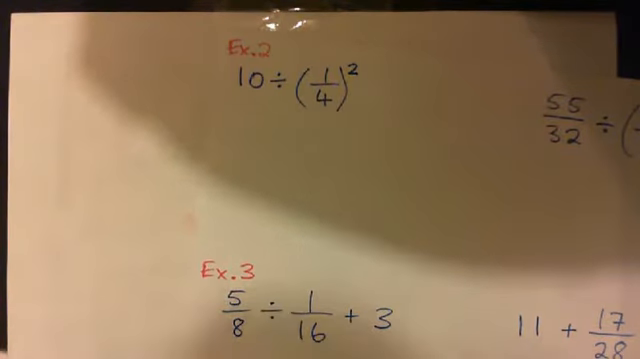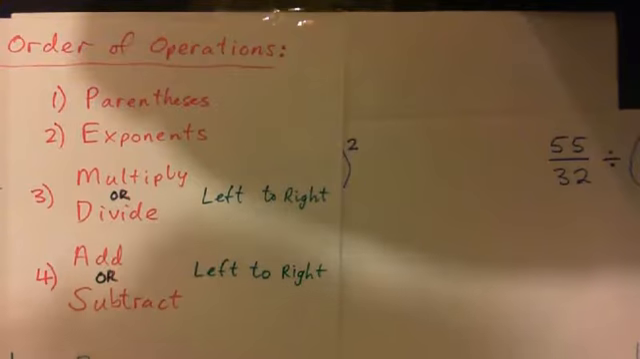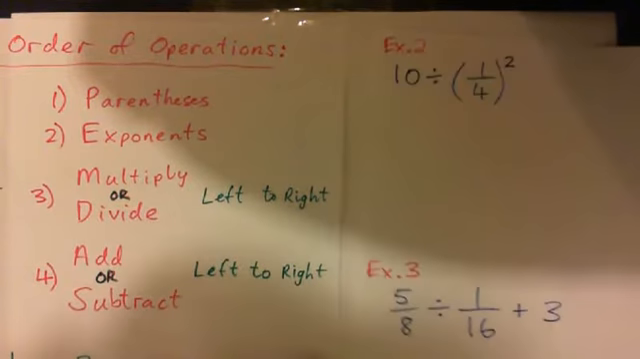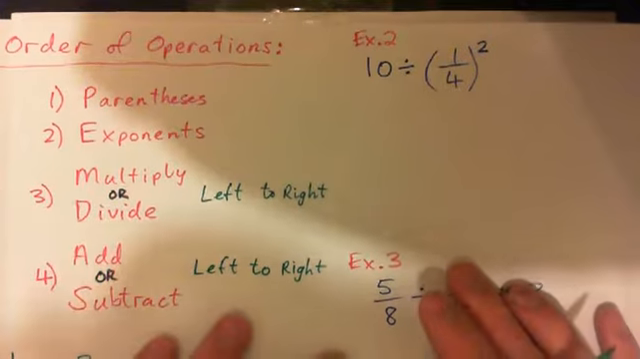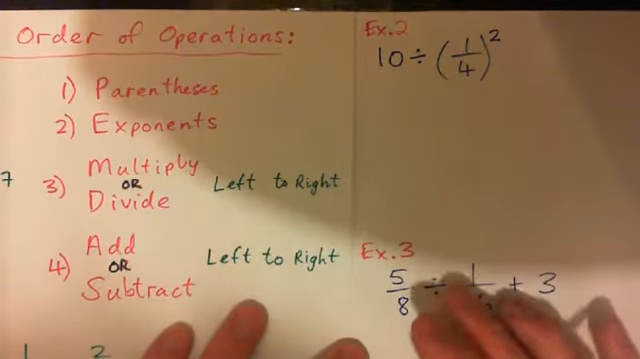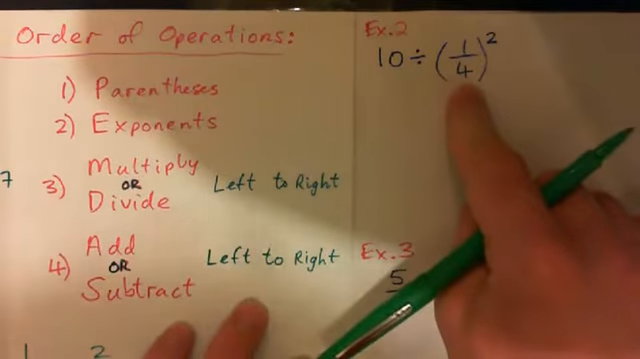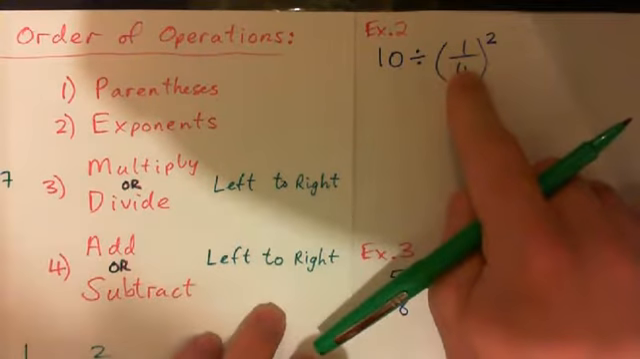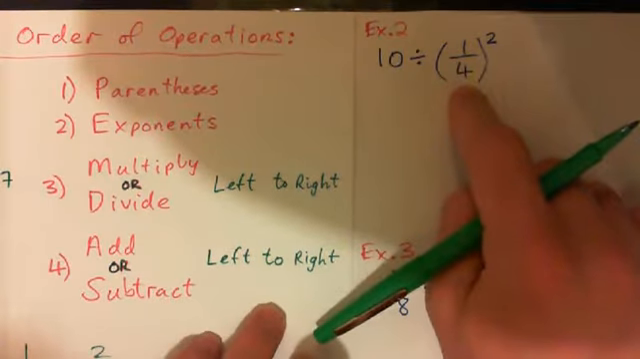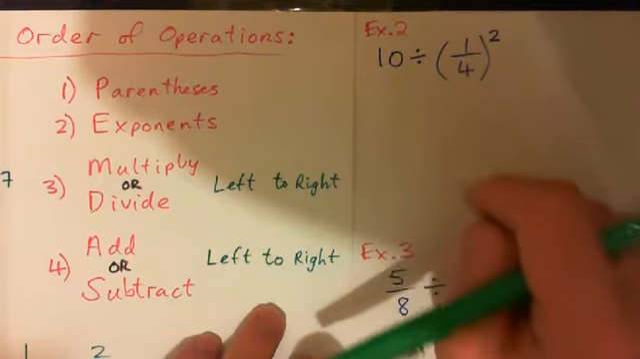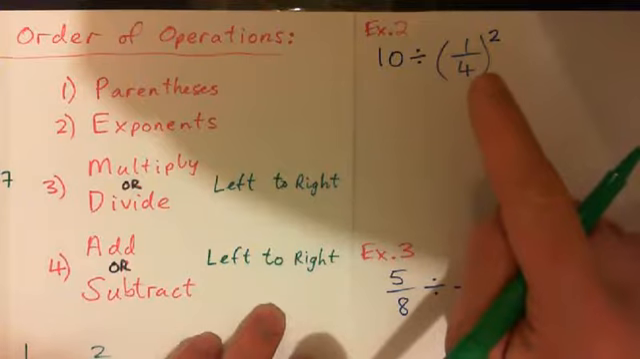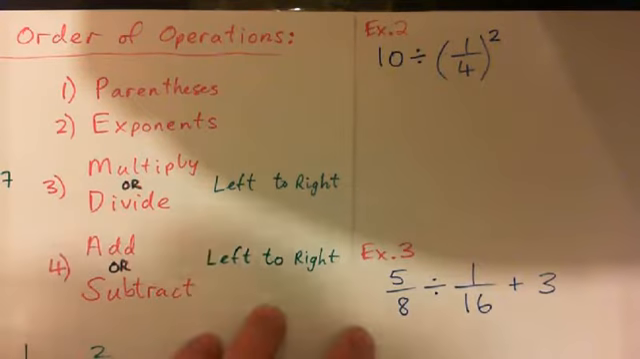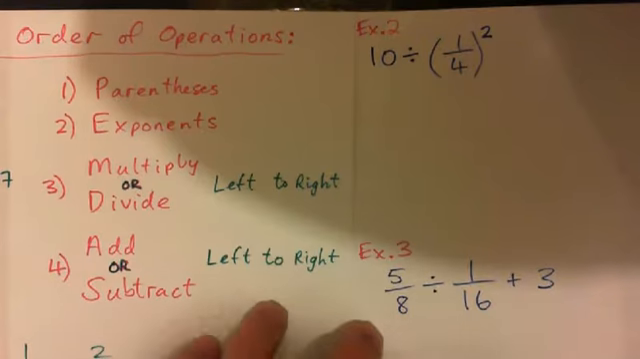Okay, order of operations here, PEMDAS. We've got to do parentheses, exponents. Let's see, I have parentheses, but there's nothing to do inside those parentheses. There's just 1/4 in there right now, okay? But I do have exponents, so I've got to apply that exponent, squared, right?